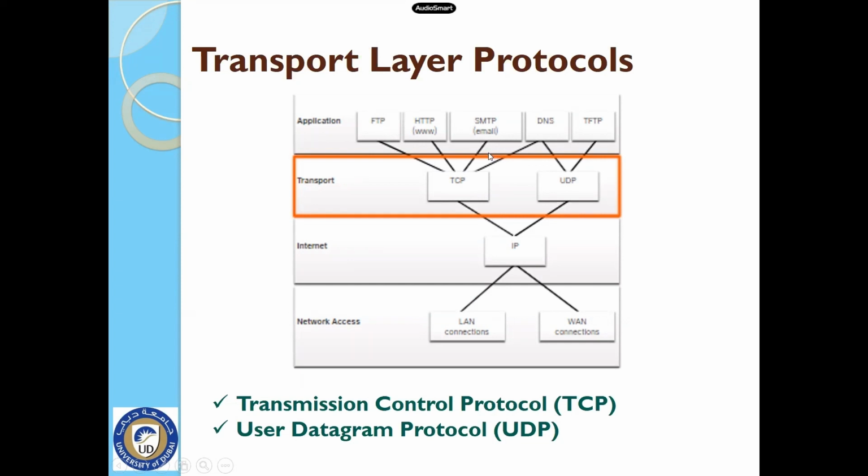Email, nowadays you can send an email with a request of confirmation, so there will be some acknowledgement to the sender side. Now, DNS and TFTP are the ones that do not require confirmation. They are more into UDP, user datagram protocol.